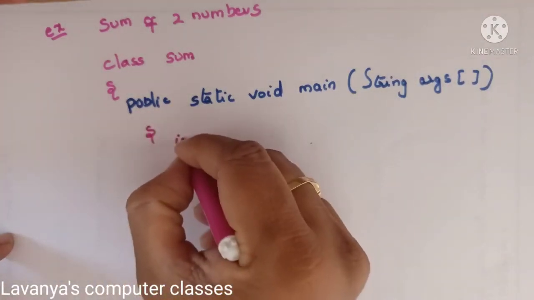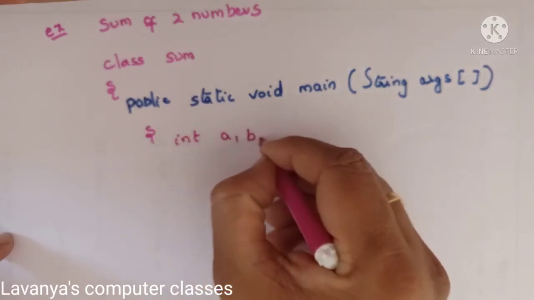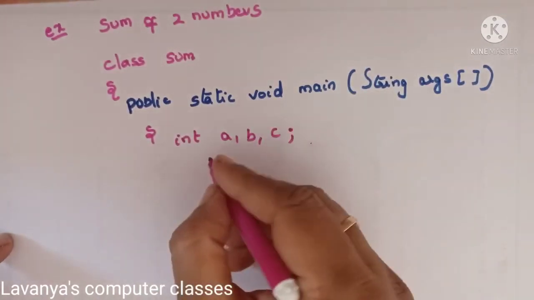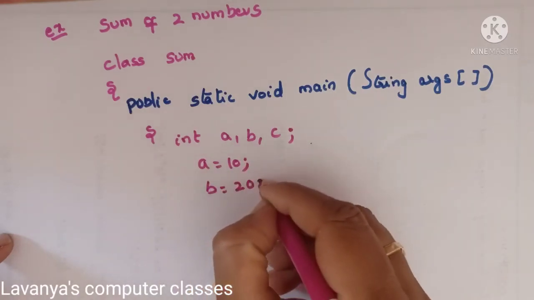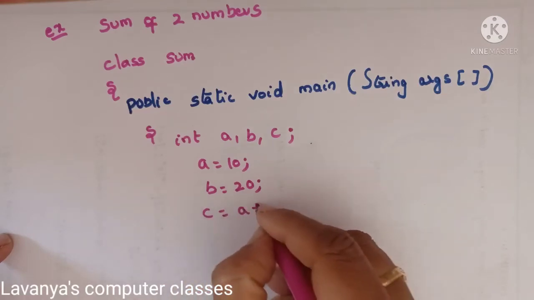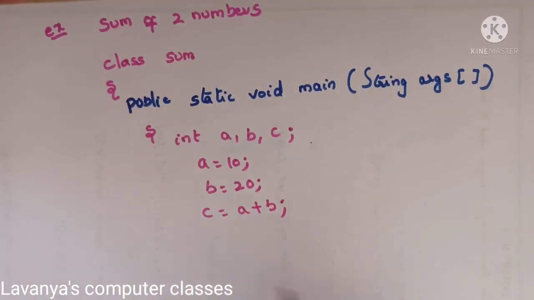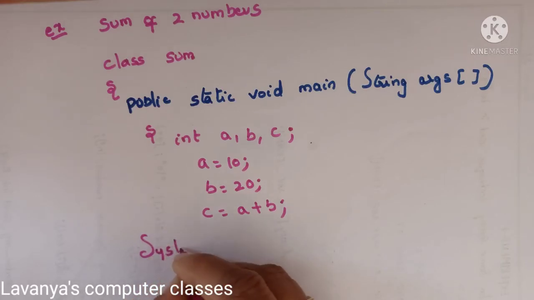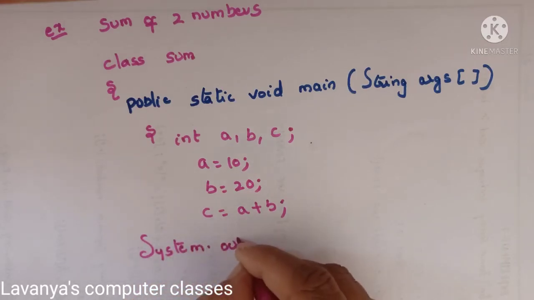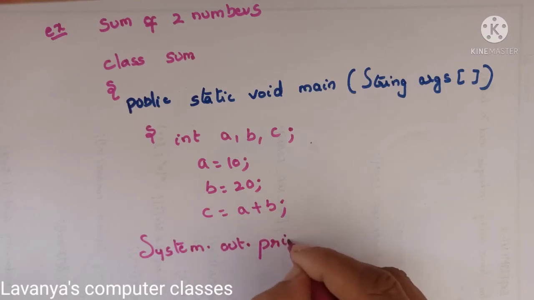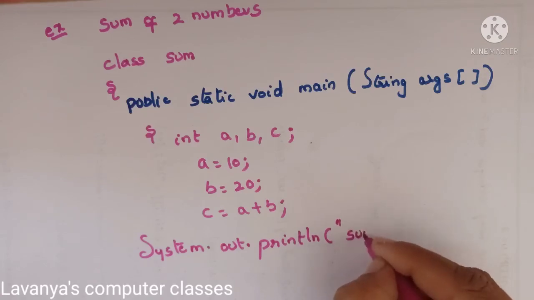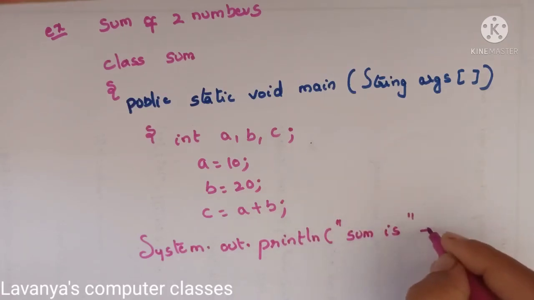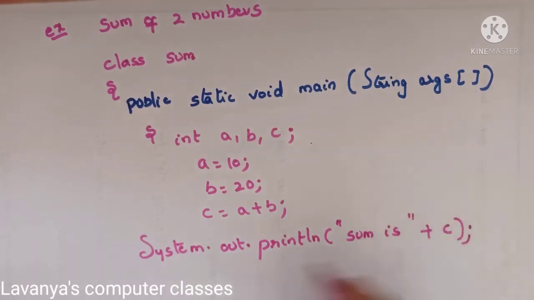This is the sum of two numbers, so we need three variables a, b, c, all of integer data type. int is a reserved word for the integer data type. Directly I assign some values to both a and b. a value 10, b value 20, c equal to a plus b. Each and every line ends with a semicolon. That is the rule for Java programming. Then the print command is System.out.println. In this, S in System should be capital. Sum is, plus is the concatenation operator. Then print c. So the program is over.